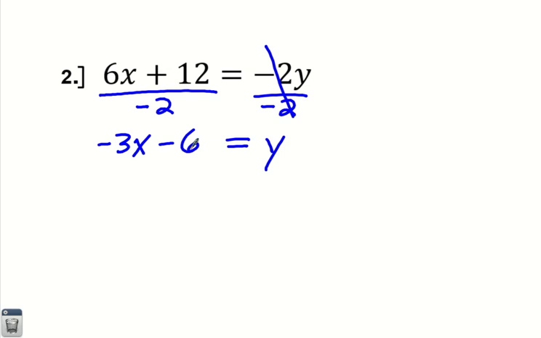I would not have a problem with this, actually. I know how much I've said we like y on the left. It doesn't mean I would mark you wrong for having this as some kind of final answer, but I'm sure a lot of you will just want to switch the equation around and say it the other way, y equals negative 3x minus 6. Okay.